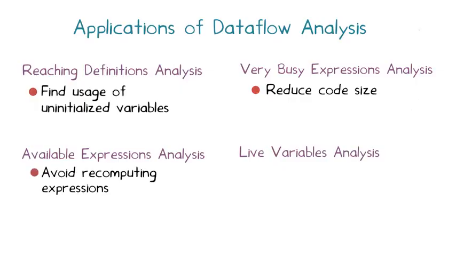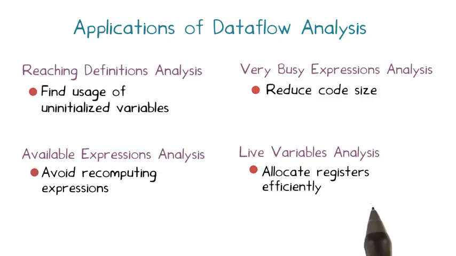Available expressions analysis produces information that can be used by a compiler to avoid recomputing the same program expression multiple times in an execution, thereby producing more efficient code. And finally, live variables analysis computes information that can be used by a compiler to efficiently allocate registers to program variables. Register allocation is the component of a compiler that most impacts the performance of the generated code. Next, we will dive deep into how each of these 4 analyses work, starting with reaching definitions analysis.